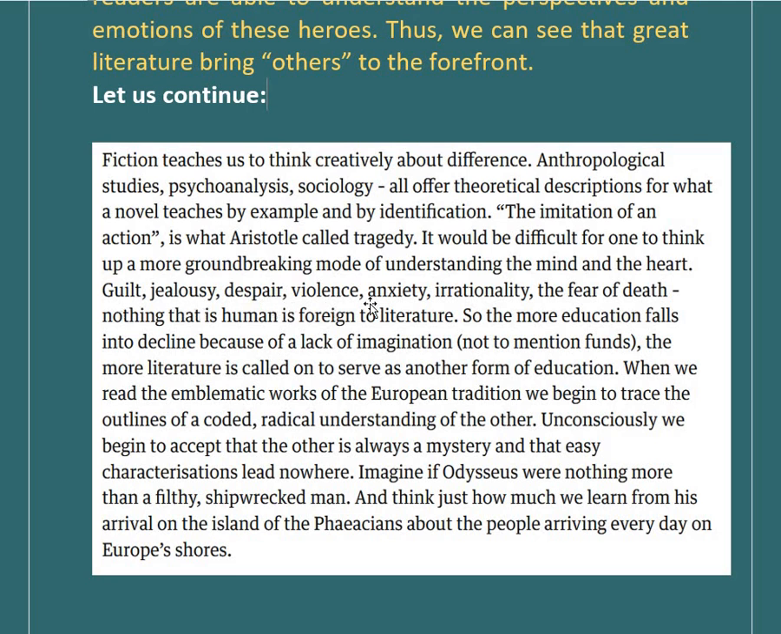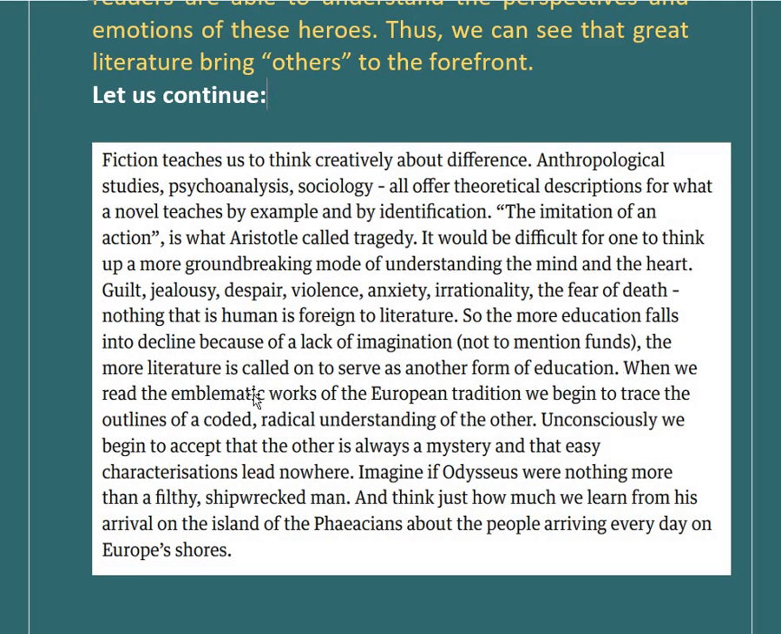Guilt, jealousy, despair, violence, anxiety, irrationality, fear of death, nothing that is human is foreign to literature. So literature is able to portray all these human feelings. So the more education falls into decline because of lack of imagination, not to mention funds, the more literature is called on to serve as another form of education. So whenever human culture fails to use education due to various reasons like lack of funds or lack of imagination, then literature is called forth to alleviate the gap, to fulfill the gap.